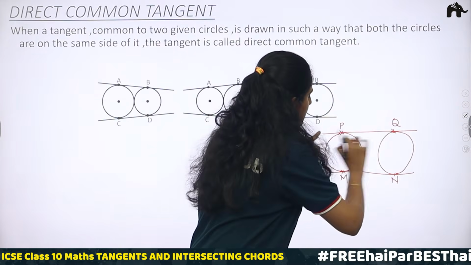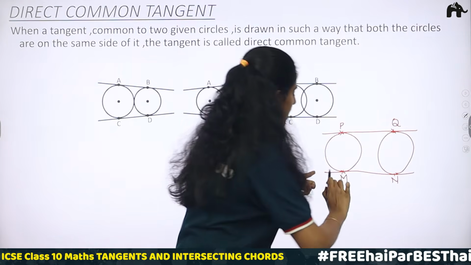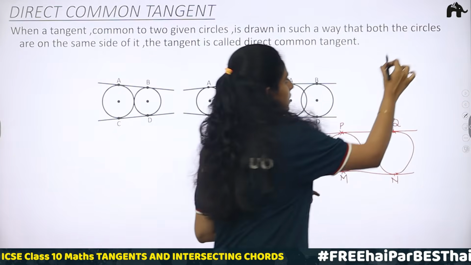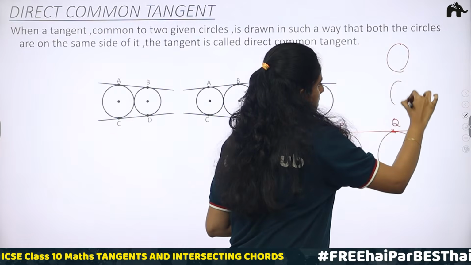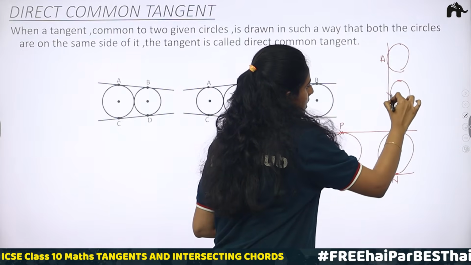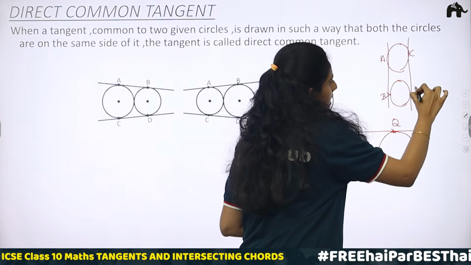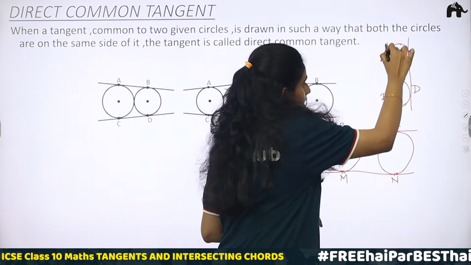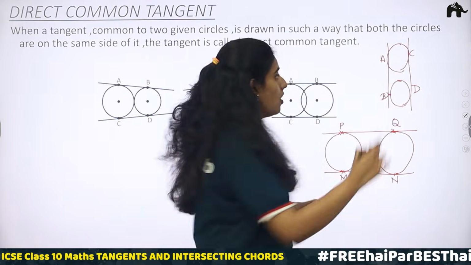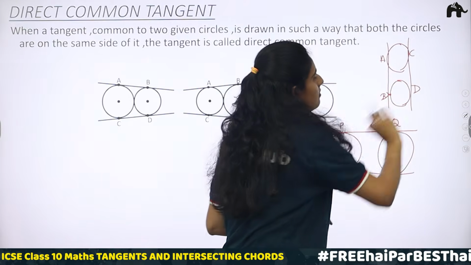Now, when I consider this tangent, towards the down side we have both the circles. When I consider this tangent, upside we have both the circles. Now, if these are my first circle and second circle, here I have a tangent AB, and we have another tangent CD. When I consider this tangent AB, both the circles lie towards the right side of the tangent. When I take this CD tangent, we have both the circles to the left side of the tangent.